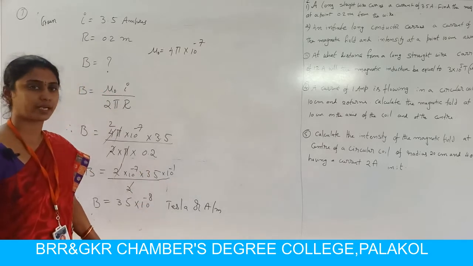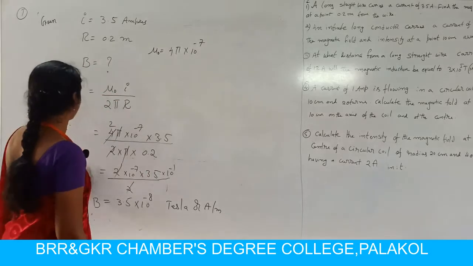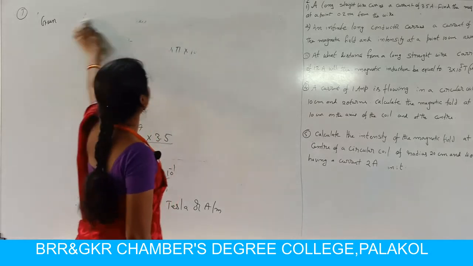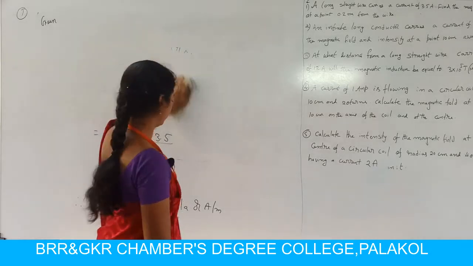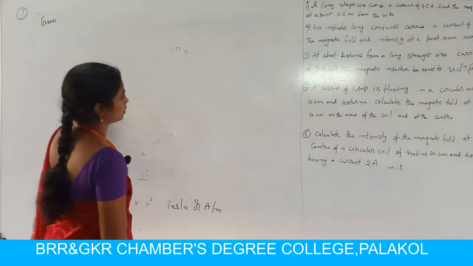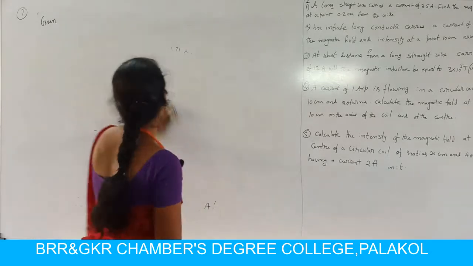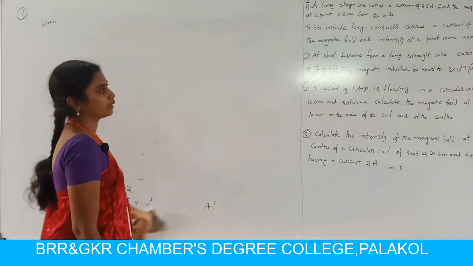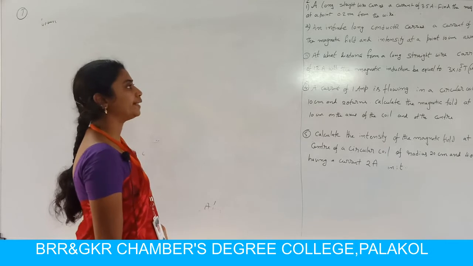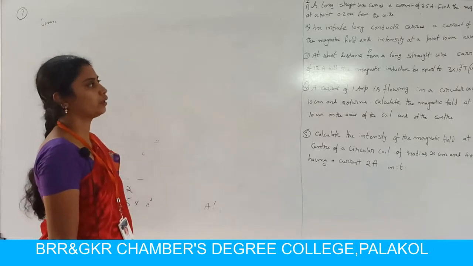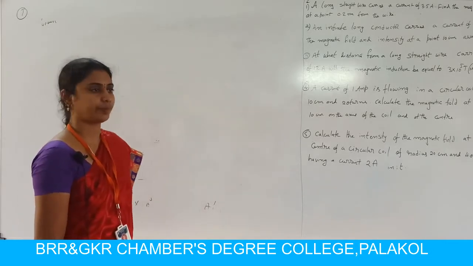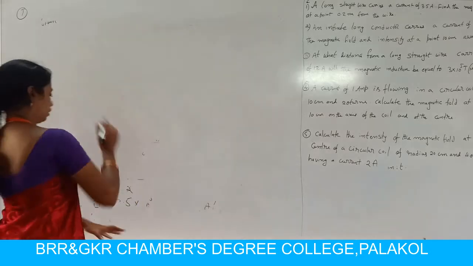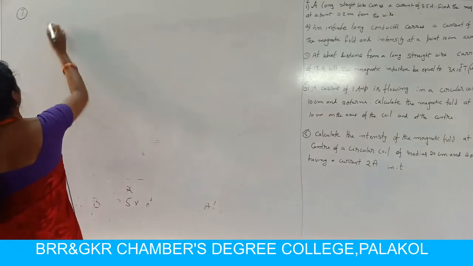Okay, we go for the second problem. Note down the second problem, which is: an infinite long conductor carries a current of 10 milliamperes. Find the magnetic field and intensity at a point 10 centimeters away from it. It is the problem given to us. Then we solve it. Here the given terms, write down first.